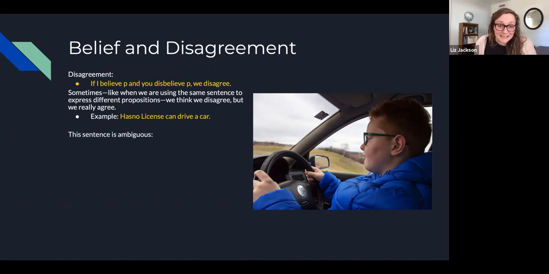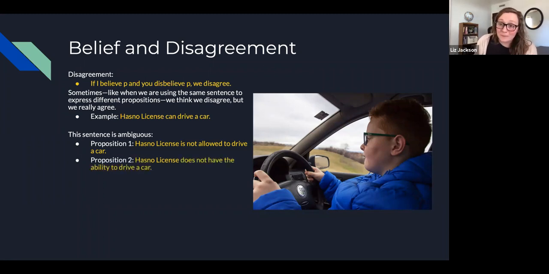But the sentence is actually ambiguous because of the way that "can" works in English. So one proposition it might be expressing is that "has no license" is not allowed to drive a car because he's much too young. Another proposition it might be expressing is that "has no license" does not have the ability to drive a car. So in our disagreement, one of us might be saying "has no license" is not legally allowed to drive a car.